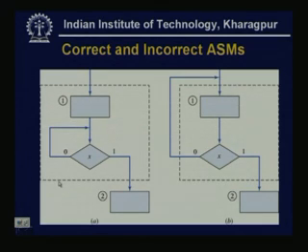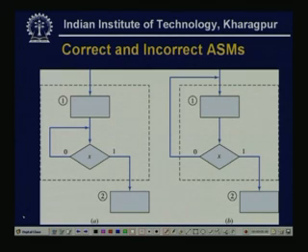Now, some correct and incorrect ASMs. Here, arbitrarily, we have taken some ASM charts consisting of 2 types of symbols only. So, this is one state symbol, say the logical name is X. It has one entry point and one exit point.